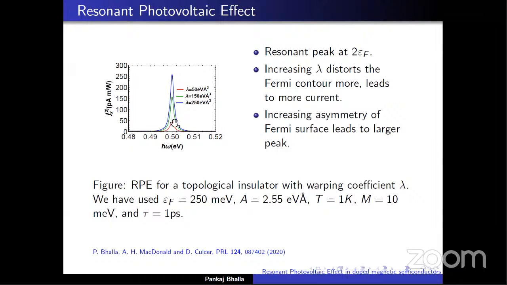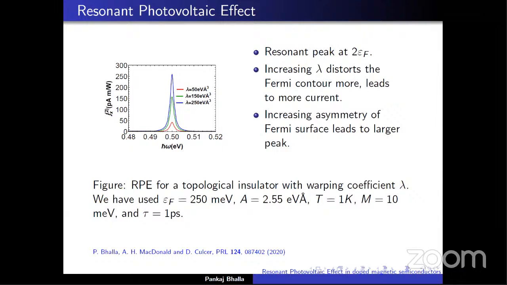We can see that this peak also increases with changing lambda. Lambda is a warping coefficient. That means if we distort the Fermi contour more and more, one can get more current. Another point is that the in-plane magnetization is breaking the symmetry, so if we make the asymmetry more and more, again one can enhance the peak.